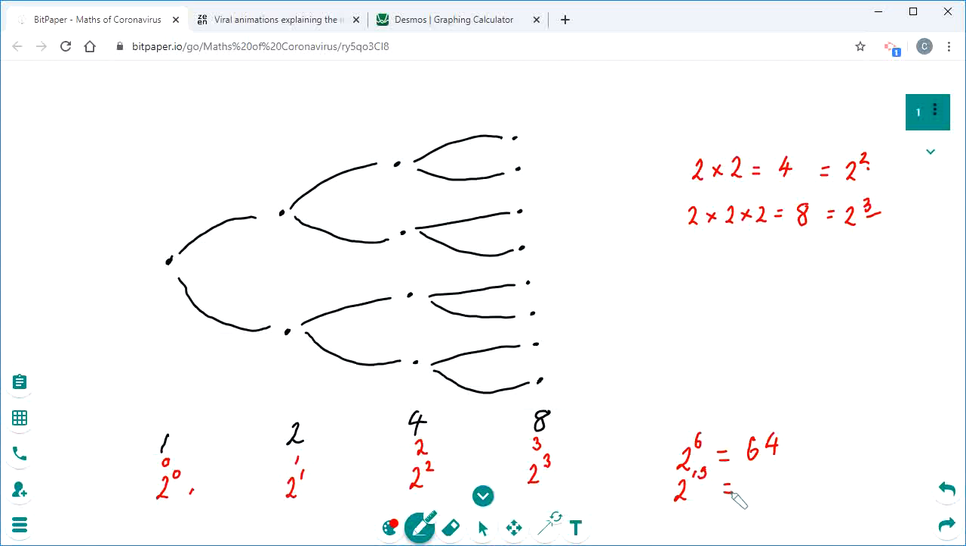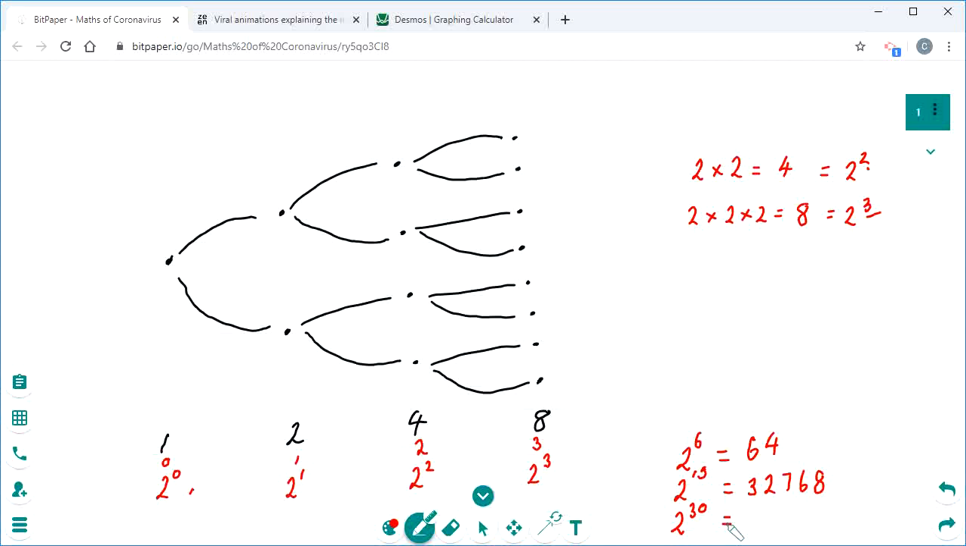So 15 spreads, nobody's done anything to stop it. And now the number of new sick people is 32,768. Again, not a super scary number, but let's double that number again. Let's go 30 stages of the virus, and 2 to the power of 30.